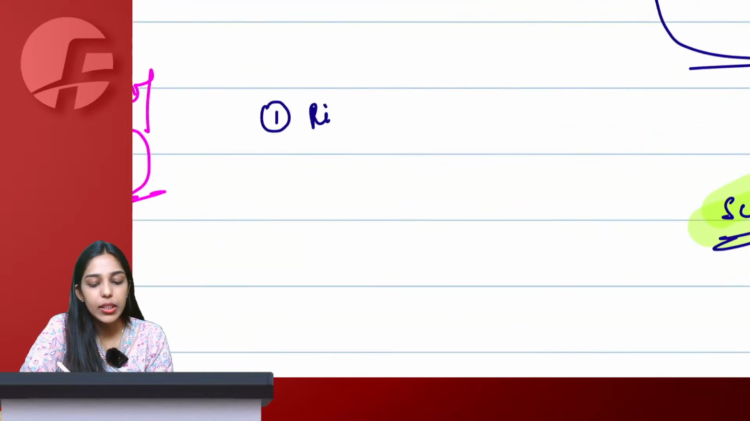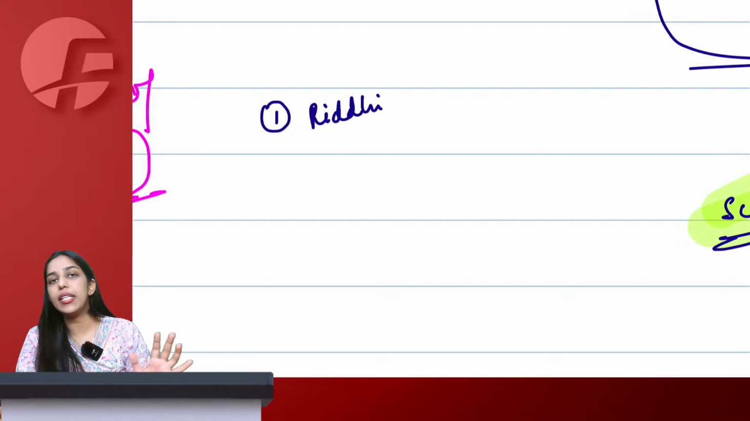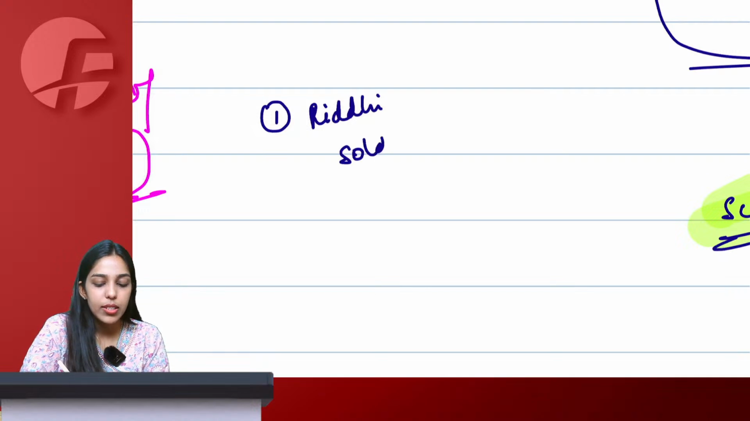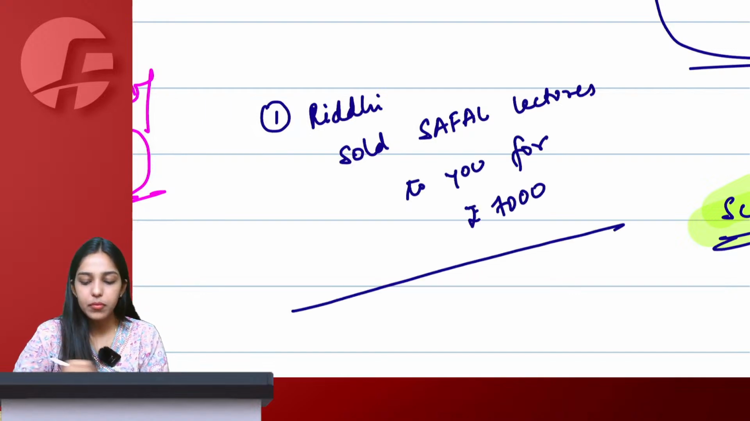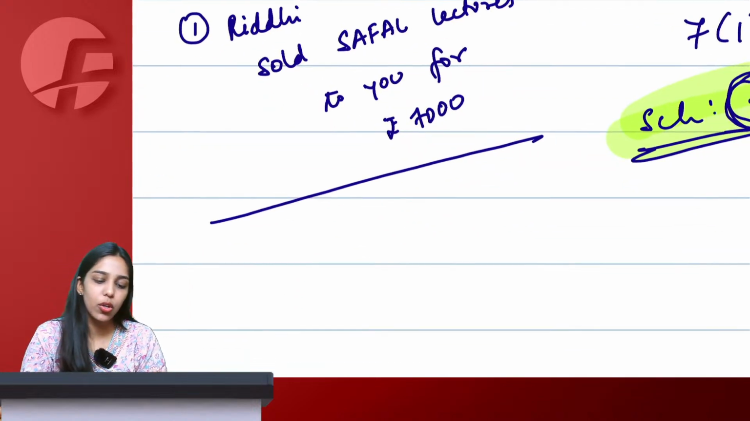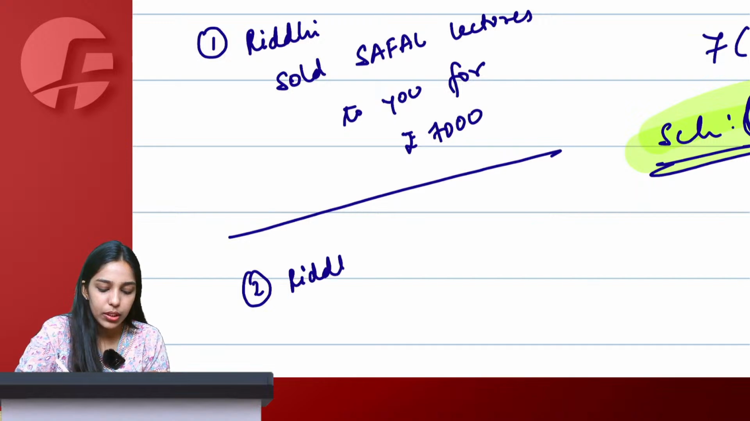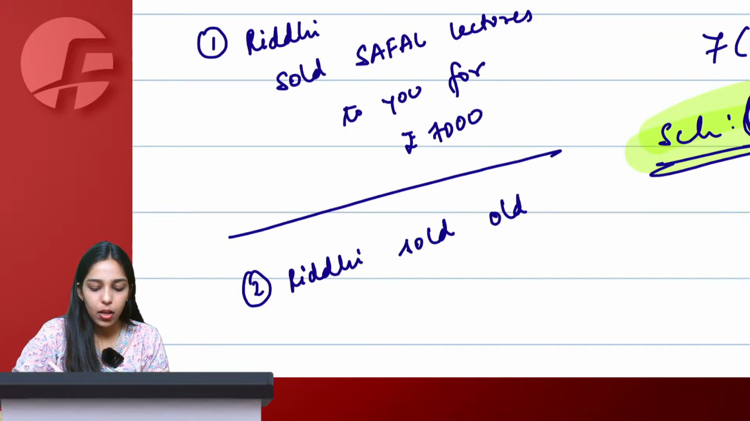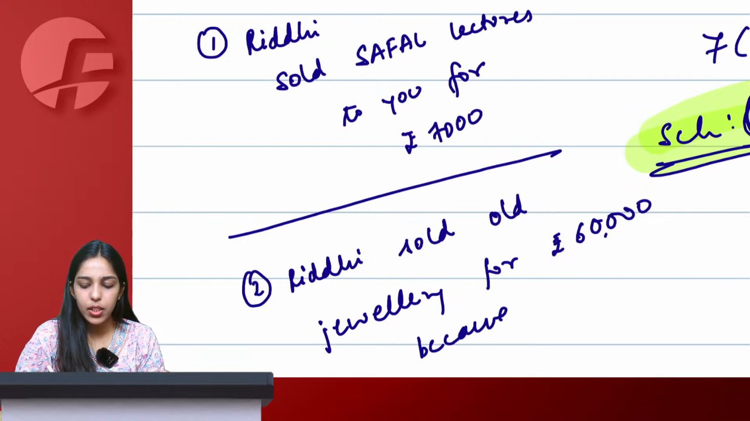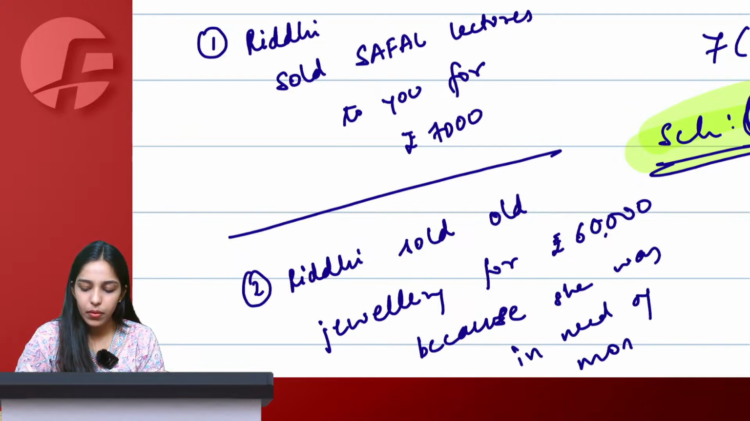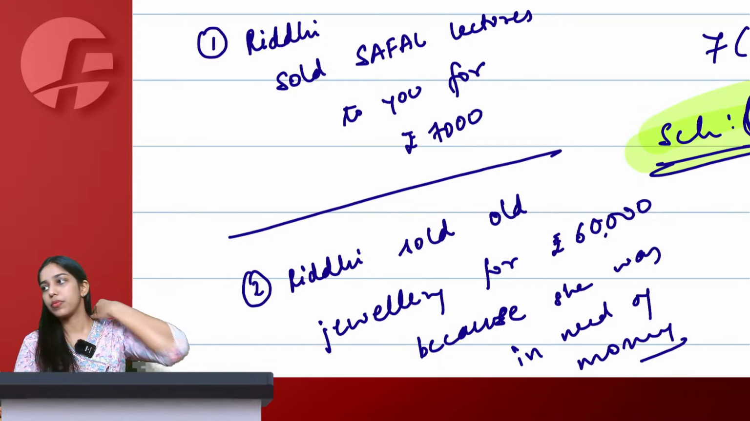Question number 1. Riddhi, she is a faculty teaching IDT at CA final level. Sold shuffle or let's say power batch lectures to you for 7,000 rupees. Will this be considered as a supply? Say yes or no. Question number 2. Riddhi sold old jewelry for let's say 60,000 rupees because she was in need of money. Will this be considered as supply? Say yes or no.